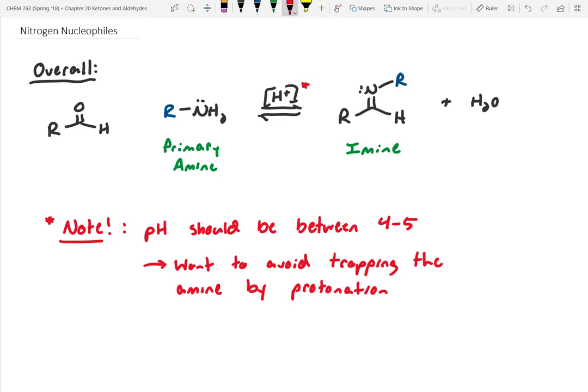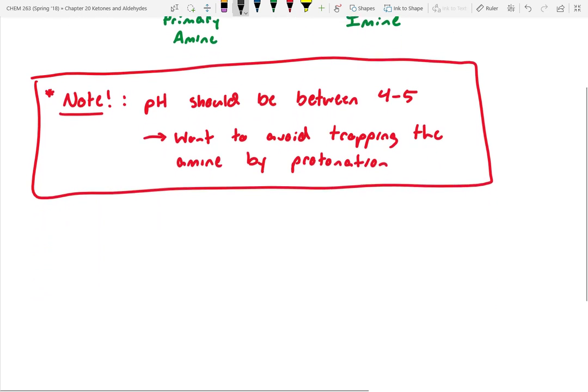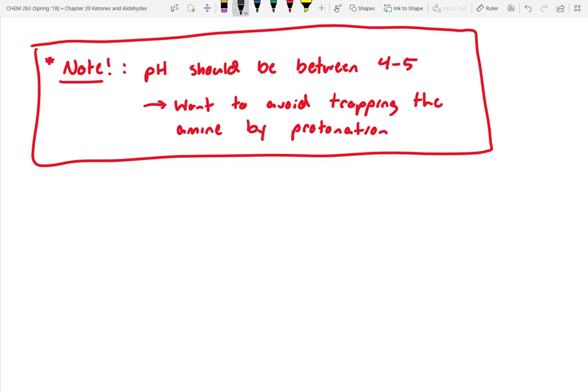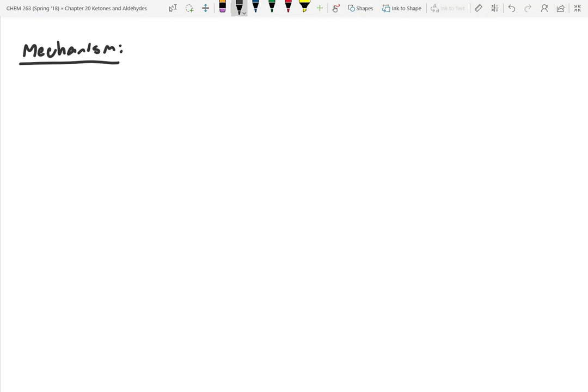Does that make sense? It's an important distinguishing feature. So normally when you run these reactions, you'll just buy a buffer and use that. Or if you want to get fancy, you can make your own buffer. All right, so let's look at the mechanism. The mechanism's a little bit different than before.